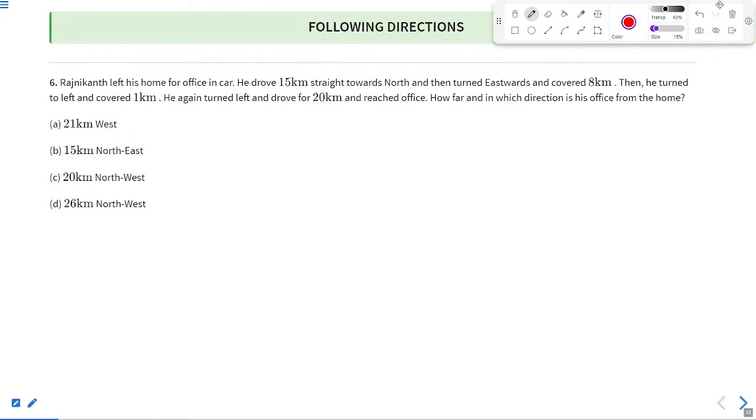Rajnikant left his home for office in a car. He drove 15 kilometers starting towards north, then turns eastward and covers 8. Then he turned left and covered 1 kilometer and again turned left and drove for 20 kilometers and reached office. How far and in which direction is the office from home?